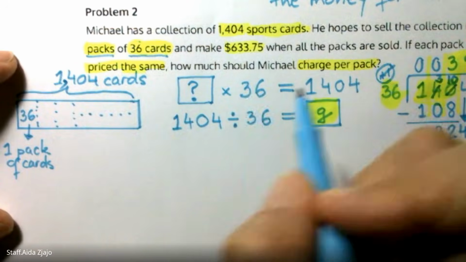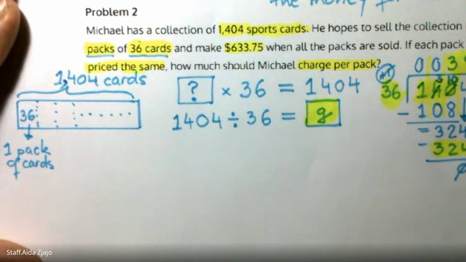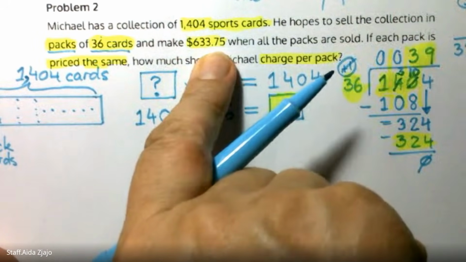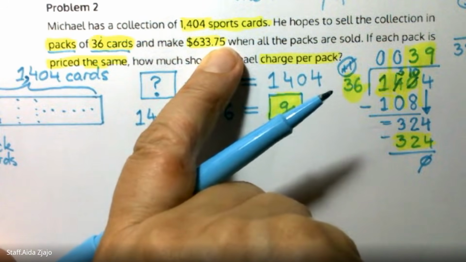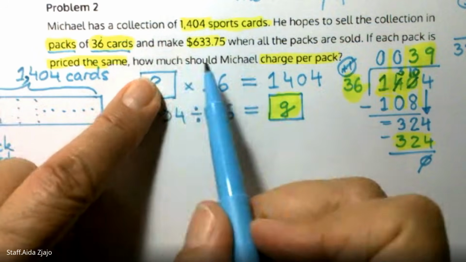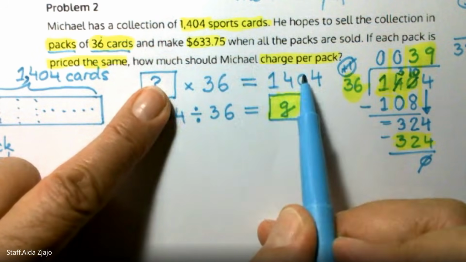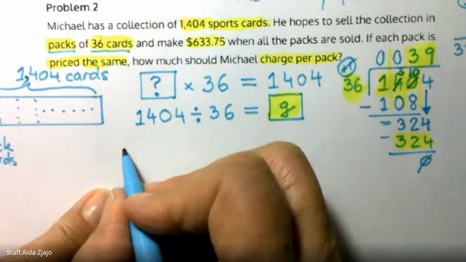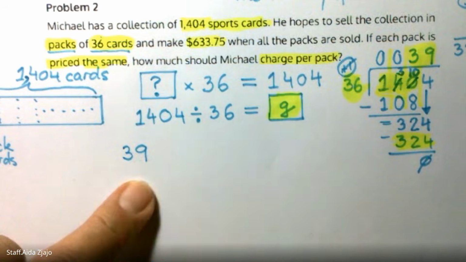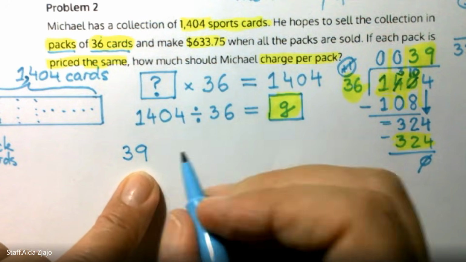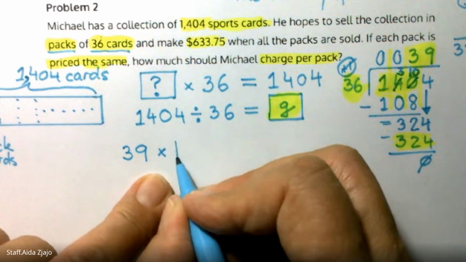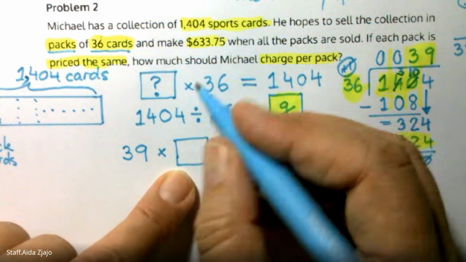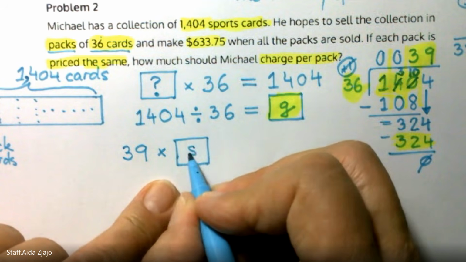Now there's another piece of information that we need to consider. It says he wants to make $633.75. So we need to know how much Michael should charge per pack. So now we have a new equation. He knows how many groups he has, but he does not know how much he will charge each group. So I can put this as a dollar sign. We don't know.